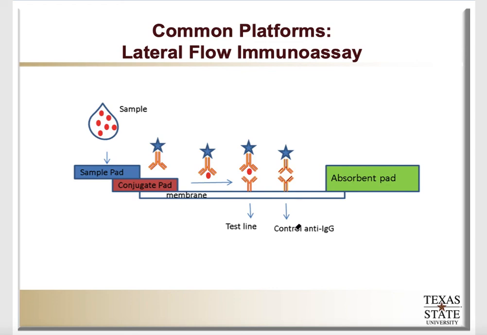And so a positive result would be one where you get 2 lines on that assay, indicating that yes, you have the red dot analyte that you were trying to detect, and yes, the whole assay worked enough for the fluid to continue through and get to the control line right here. If you don't get both, if you don't get signal here in the control line, then that means that the assay probably didn't work.